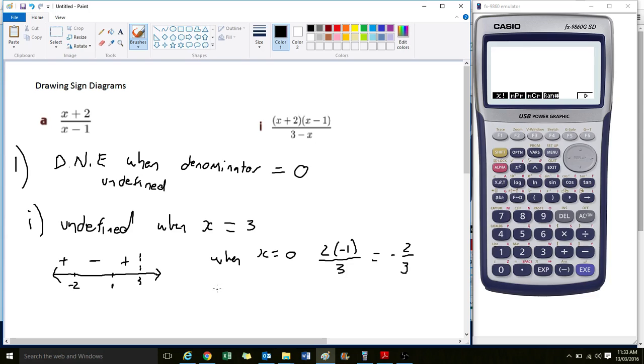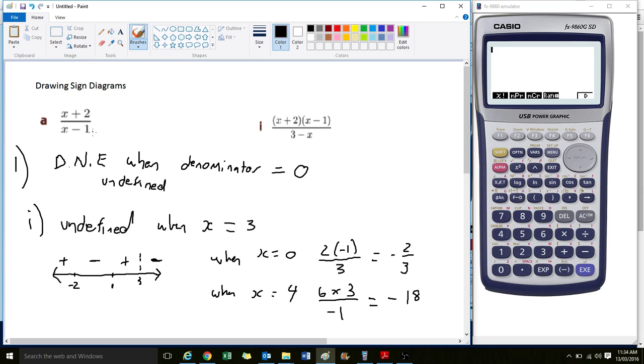So let's say when x is equal to 4. All right, so if we put 4 in, we get 4 plus 2 is 6. 6 times 4 take 1 is 3. And that's divided by 3 take 4, which is minus 1. So you get minus 18. Okay, minus 18 is negative, so it's going to be negative there. Okay, so that's how we produce a sign diagram for these more complex equations.